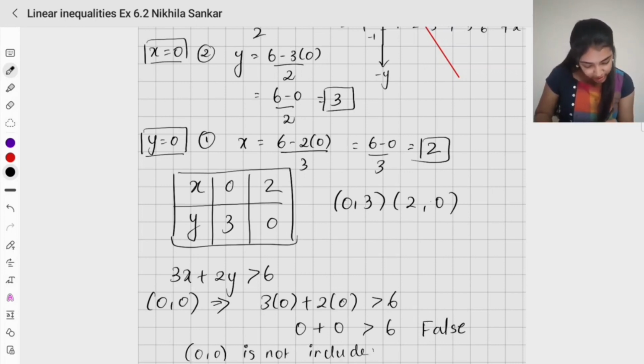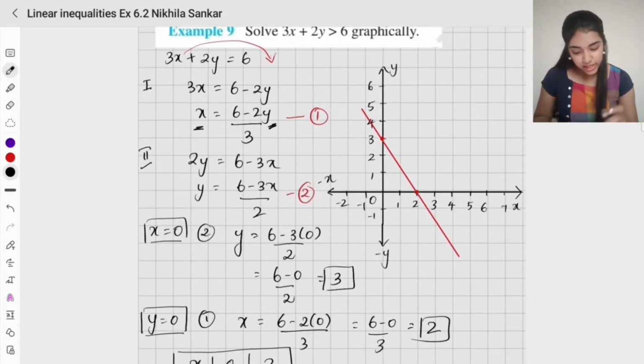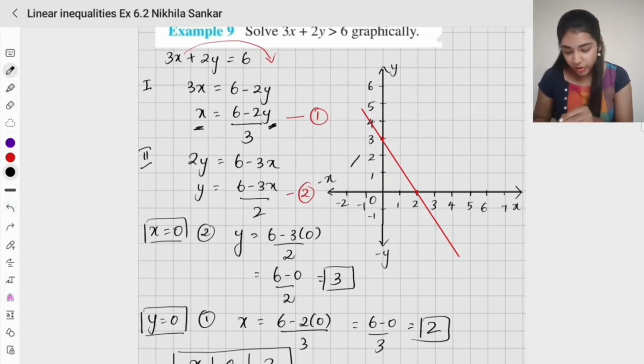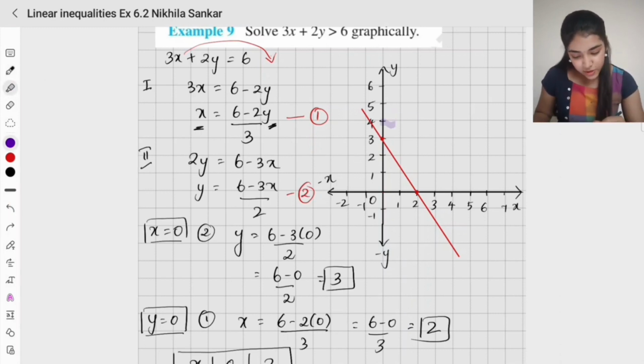Appo you have to take the other side. 0, 0 enga irukku? It is over here. It is in the bottom half of the plane. So, adha edukka koodadhu. Which half do you have to take? You have to take the upper half. Okay. So, what is your solution? This is your solution.